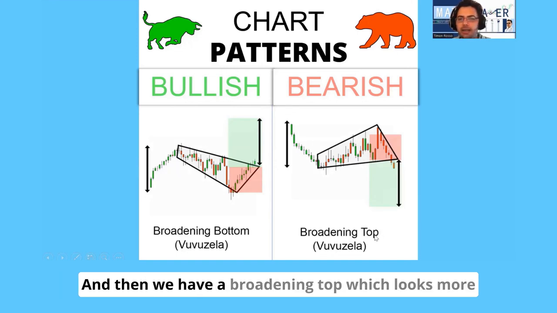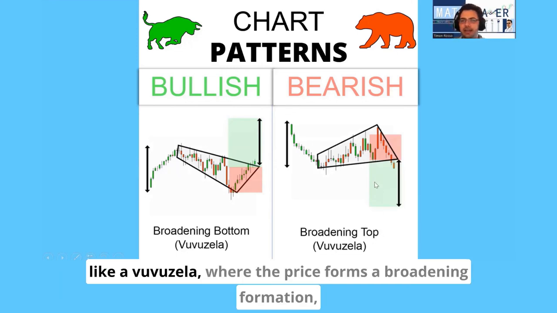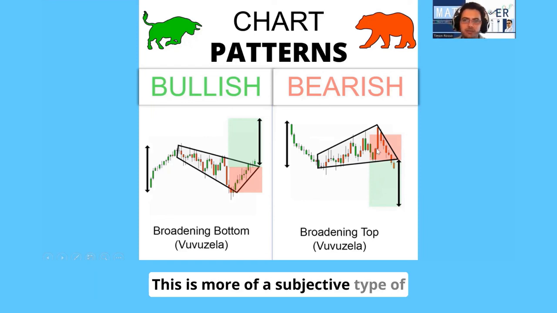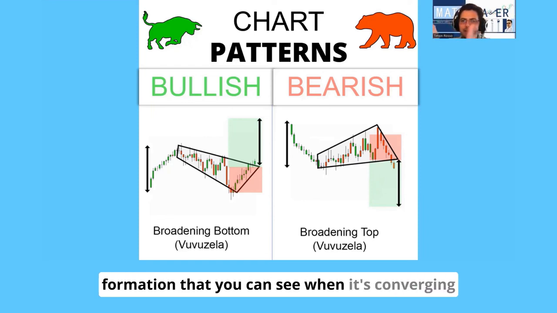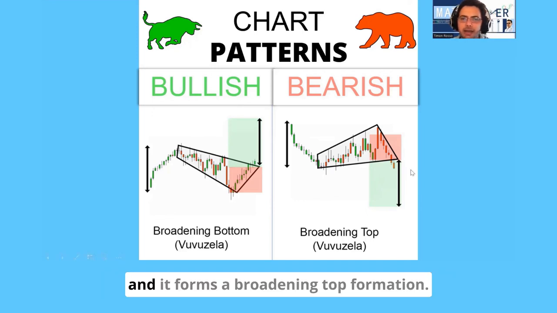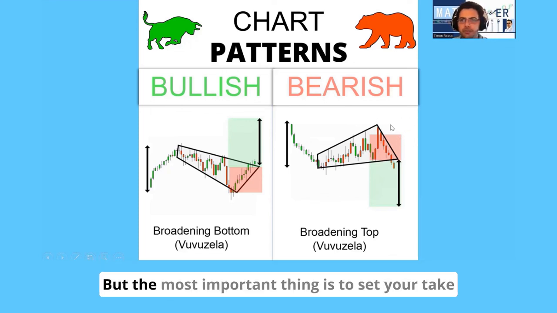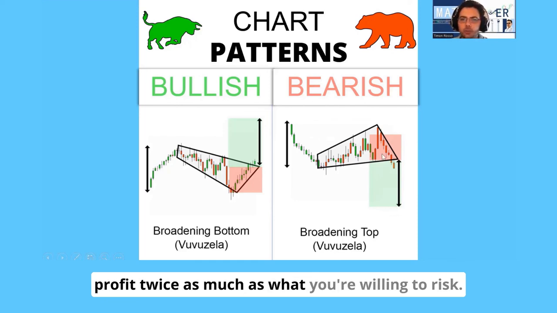And then we have a broadening top, which looks more like a vuvuzela, where the price forms a broadening formation where the price hits higher highs and lower lows. This is more of a subjective type of formation that you can see when it's converging out, and it forms a broadening top formation. And then you can set your stop loss either 50% of the broadening formation or above the broadening formation. But the most important thing is to set your take profit twice as much as what you're willing to risk.